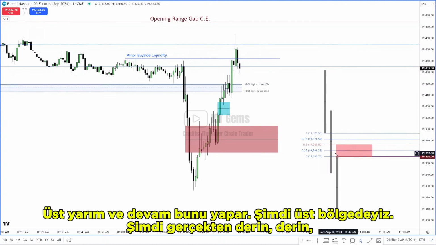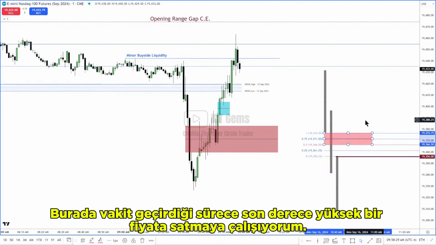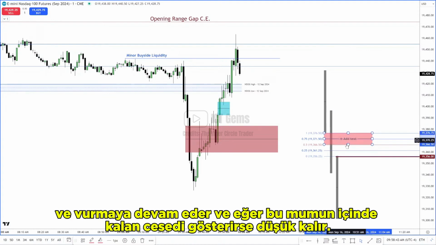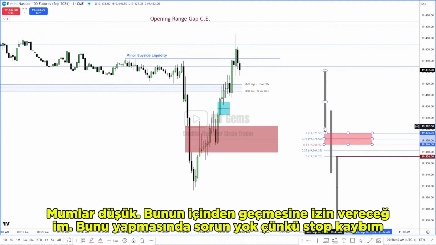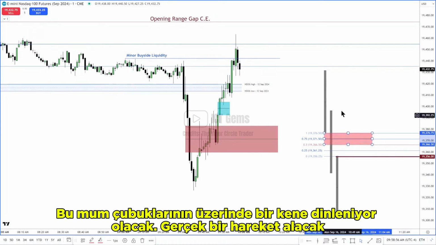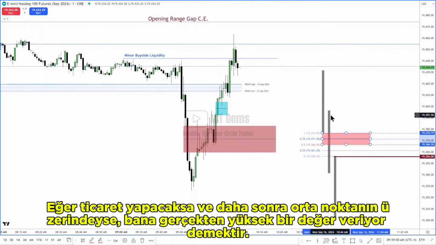In other words, it does this. Now we're up in the upper region. Now I have a real deep premium. I'm trying to sell at an extremely high price. As long as it's spending time up in here and it keeps tapping, and if it shows the body staying inside of this candlestick's low, number 1 candle's low, I will allow it to wick through that. And it's okay for it to do that because my stop loss is going to be resting 1 tick above this candlestick's high. It's going to take a real move to disrupt that.